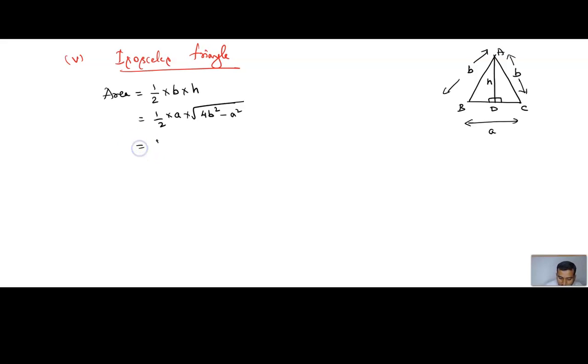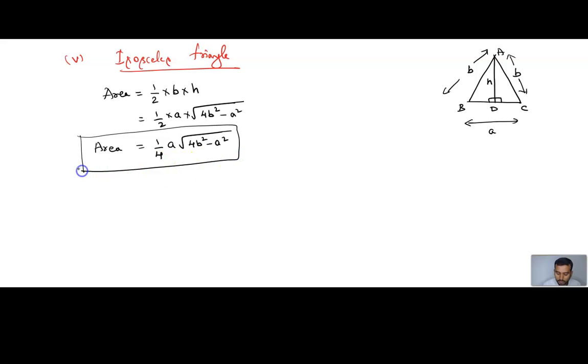So, directly we can write here as 1 by 4. If you simplify all these values, we will get the value like this: 1 by 4 into A into root of 4B square minus A square. Is this clear, children? So, this is the formula which we use to find the area of an isosceles triangle.